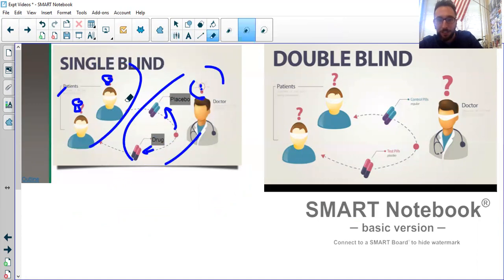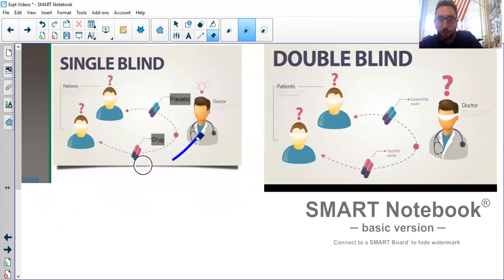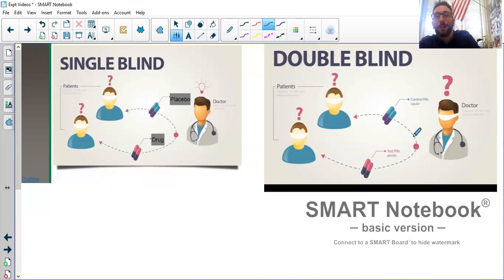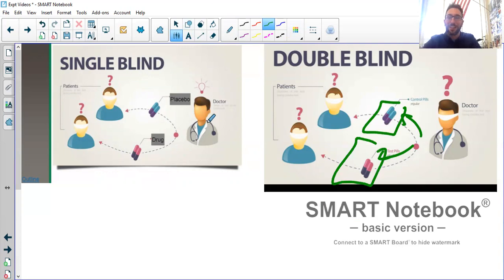Most likely, it's going to occur as shown in this diagram, or a double-blind experiment. Everybody's got a question mark. This doctor doesn't know who got what. The people don't know who got what. We can see here we've got some fake sugar pills that look like they could be a medicine. That's our placebo.